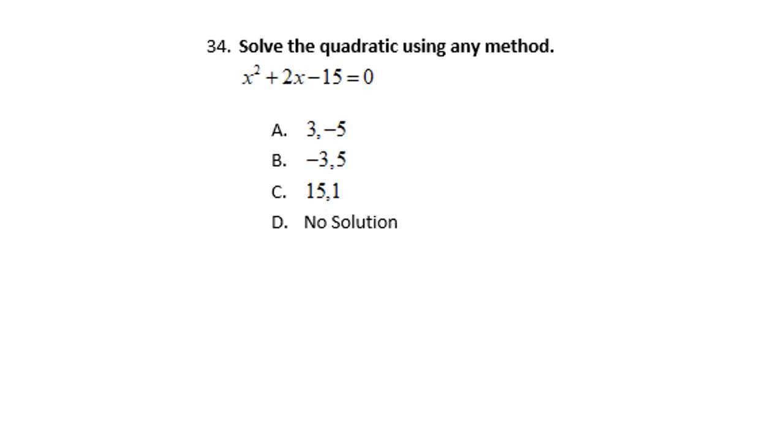Number 34. Solve the quadratic using any method. X squared plus 2x minus 15 equals 0. A, 3 and negative 5. B, negative 3 and 5. C, 15 and 1. D, no solution.